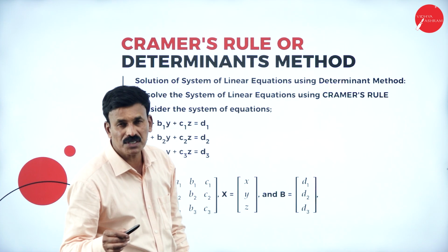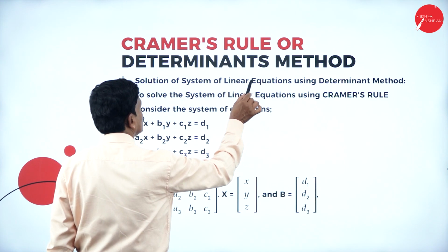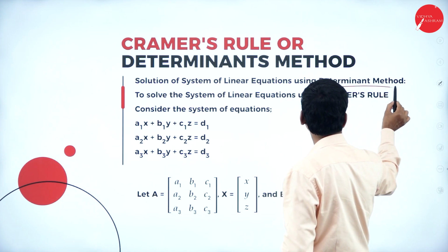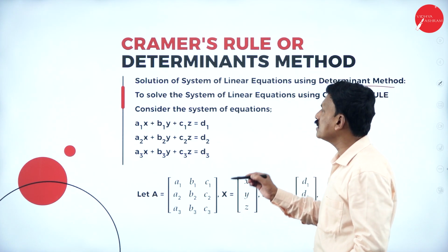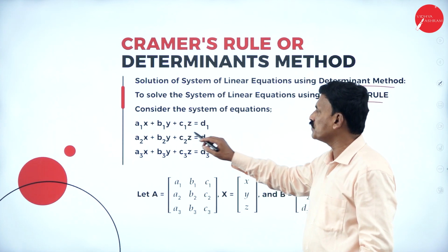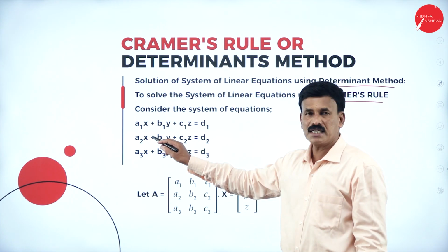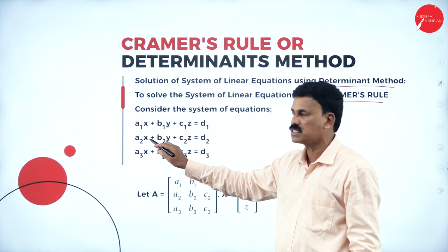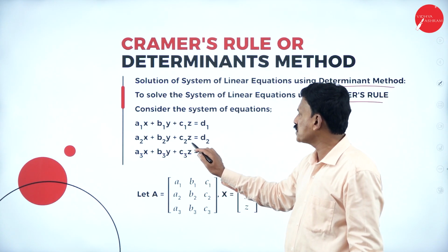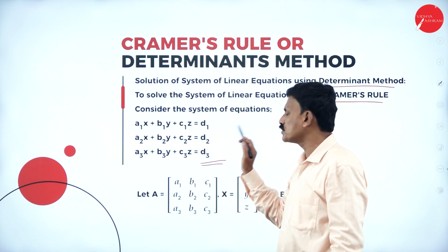Now let us discuss what the rule actually is. Let me explain the concept first. Cramer's rule is nothing but the determinant method, to find the solution of a system of linear equations. To solve the system of linear equations by Cramer's rule, consider a system of equations of three variables x, y and z: a1x plus b1y plus c1z is equal to d1, a2x plus b2y plus c2z is equal to d2, and a3x plus b3y plus c3z is equal to d3.